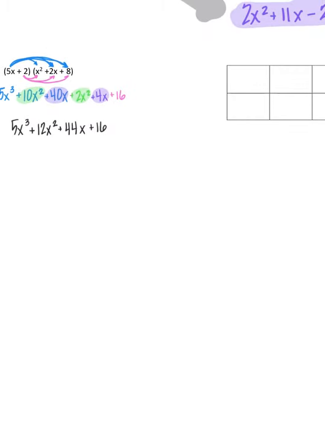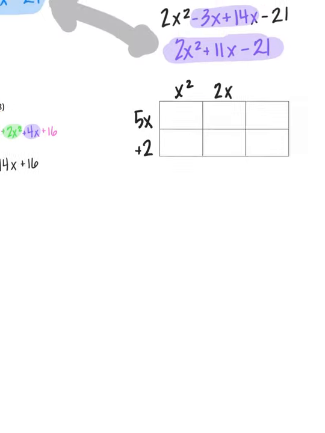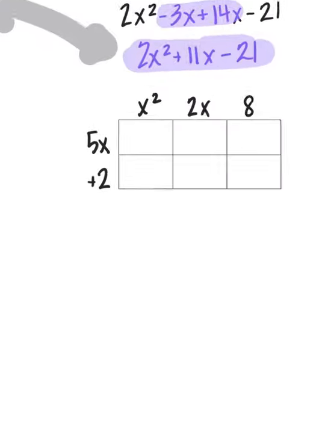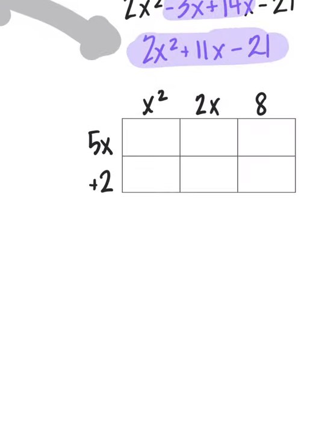So I'm going to rewrite here. Let's see, 5x and 2 plus 2. And then x squared, 2x, and 8. So again, when I'm working in the box, I'm still distributing that 5x. So it's going to go to here, and to here, but it's going to go in the corresponding box underneath. So 5x times x squared would be 5x to the third.